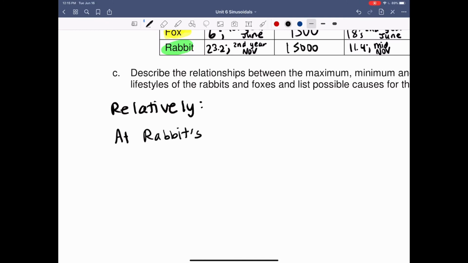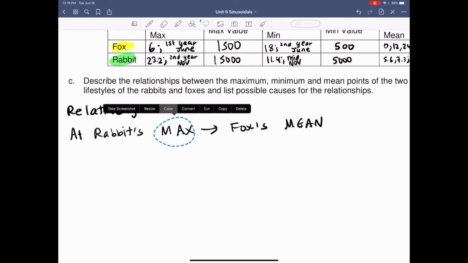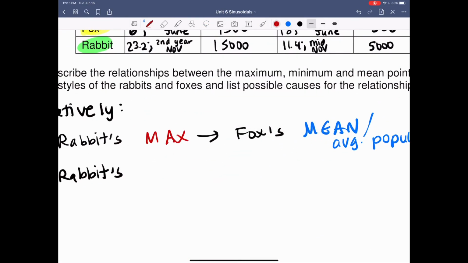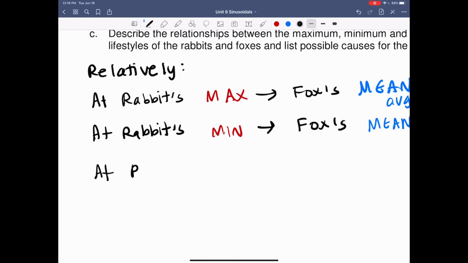So we could say relatively at rabbit's max, we had the fox's mean. At the rabbit's minimum, we notice that it is the fox's mean again. Meanwhile, at the rabbit's average, we notice that it could go both ways. It could basically be the fox's minimum or maximum.